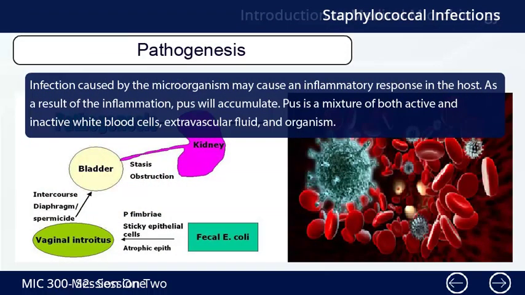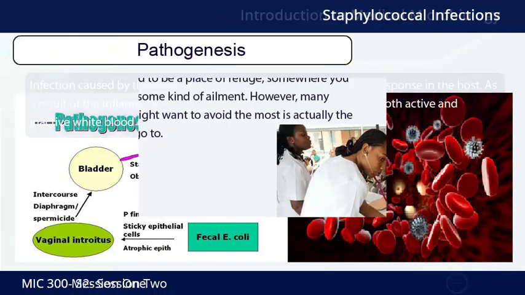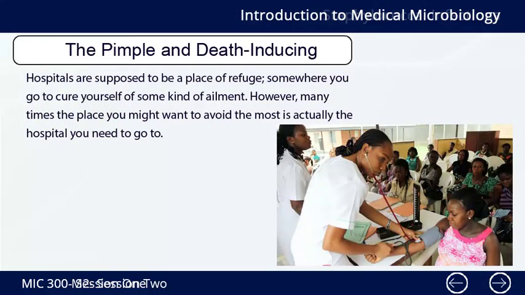Pathogenesis. Infections caused by the microorganism may cause an inflammatory response in the host. As a result of inflammation, pus will accumulate. Pus is a mixture of both active and inactive white blood cells, extravascular fluid, and organism.